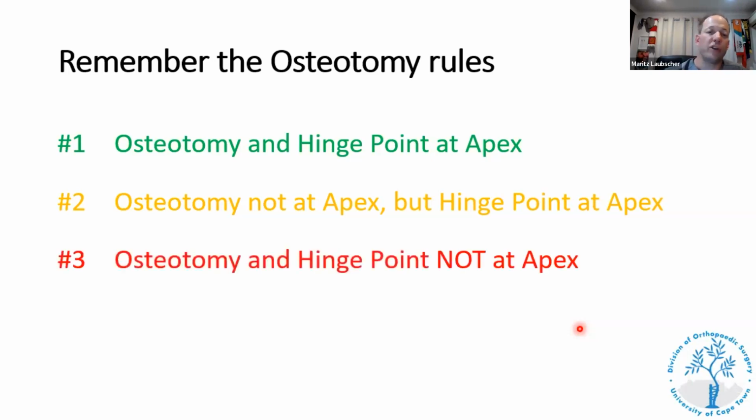And osteotomy rule number 3, or option number 3, is the one that we always avoid. And this is where our osteotomy is away from the apex, and we also hinge our correction at a point away from the apex. There's some instances in the lower limb where this is unavoidable, and we would still do it, but as a general rule, we try and avoid it. It's something that we'll mostly see accepted in the upper limb. The upper limb is different because it's not weight bearing, so the overall axis of the limb is not important.